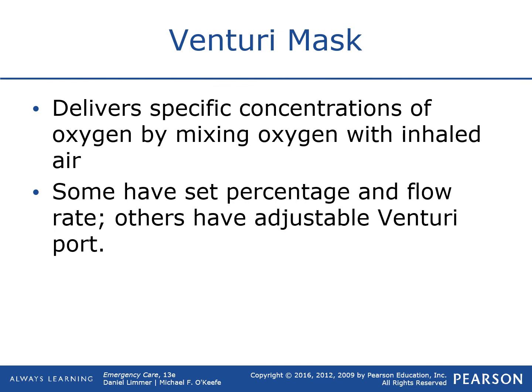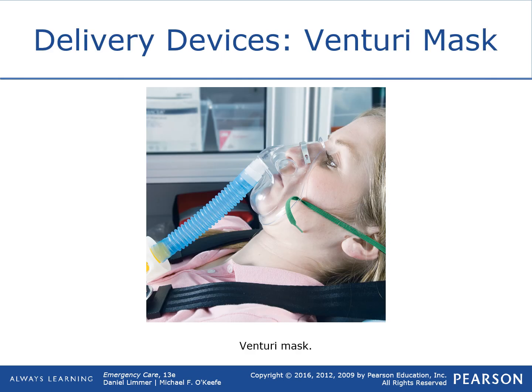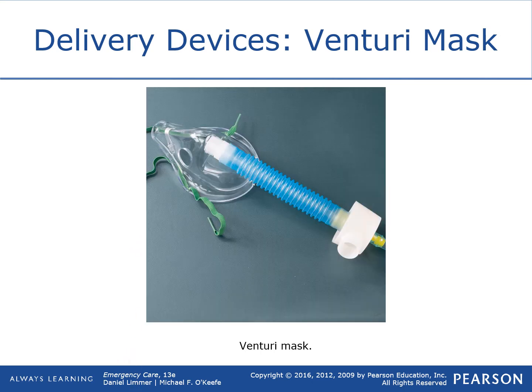So a Venturi mask looks like this. Down here you have your adjustments, and that comes through here as it mixes with atmospheric air, and then you breathe it through the mask. Here's another view of it. You notice it does have two holes at the sides here. So it does not have the one-way valves that, say, a non-rebreather mask would.